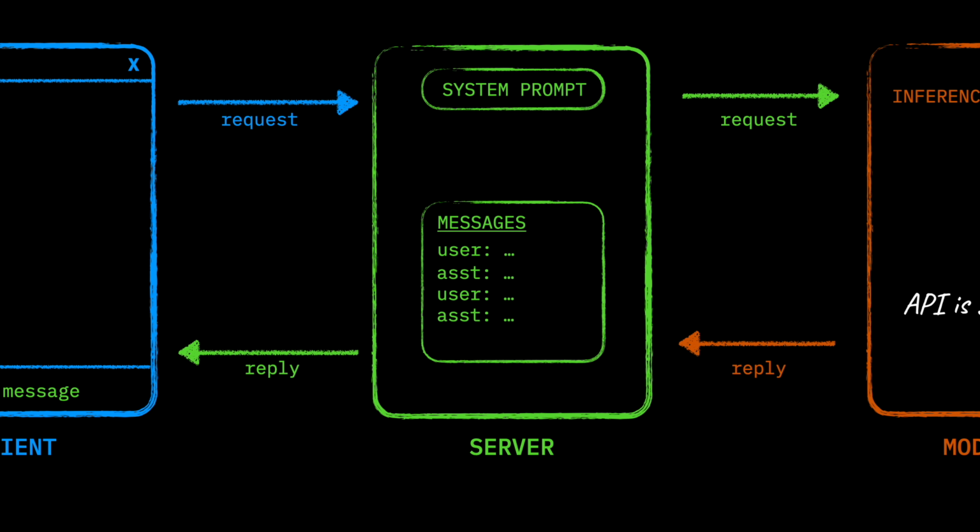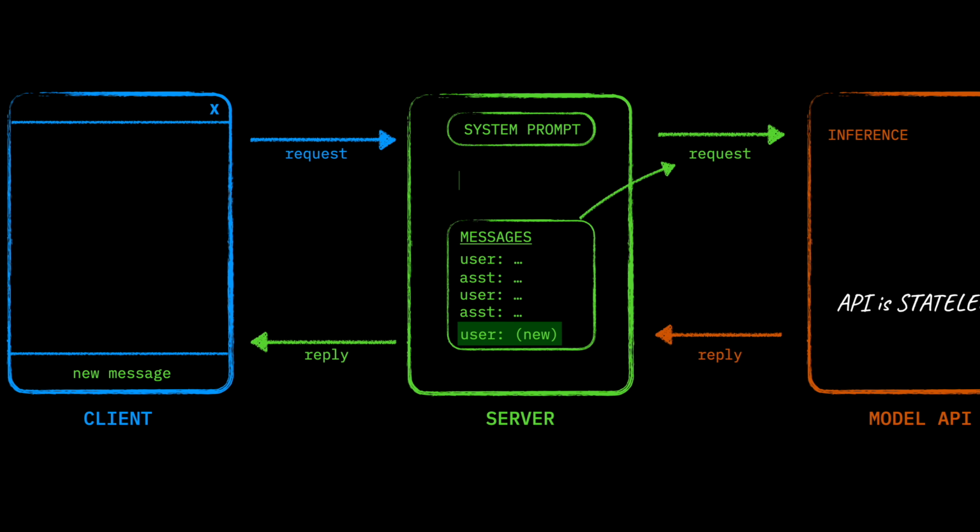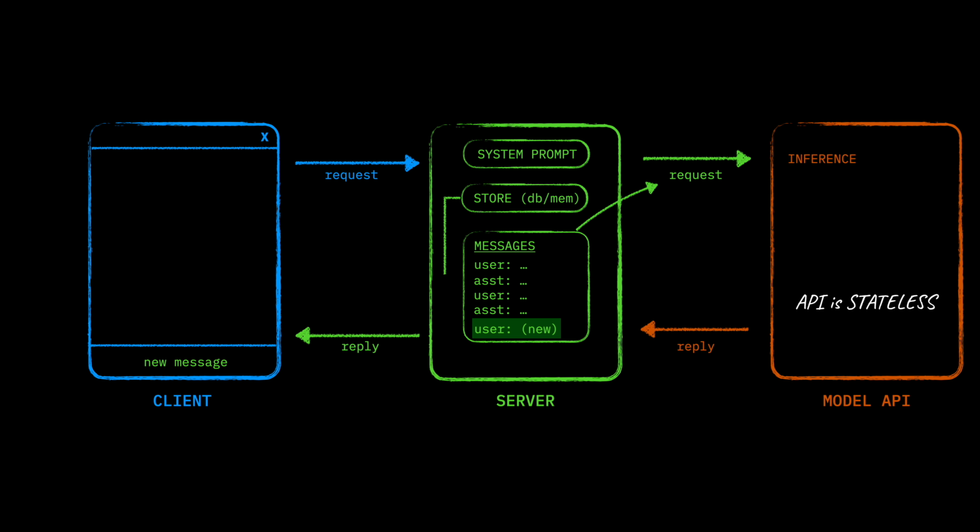Here's what's actually happening. Every time you send a new message, the server pulls out the full conversation so far, every previous user message, every previous assistant reply, and appends your new message at the end before sending it to the model. This chat history could either be stored and retrieved from memory or using a dedicated data store.